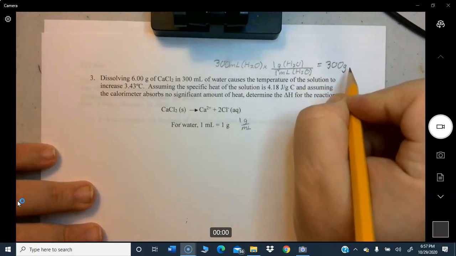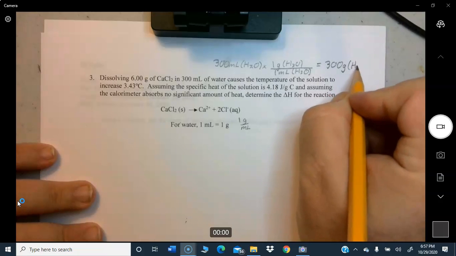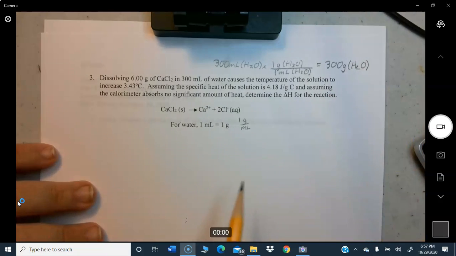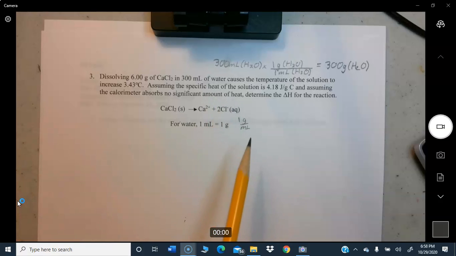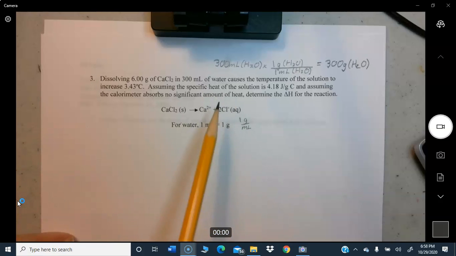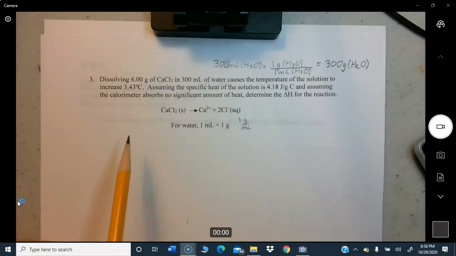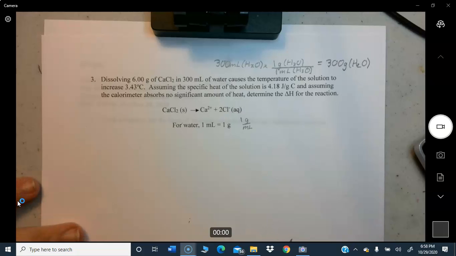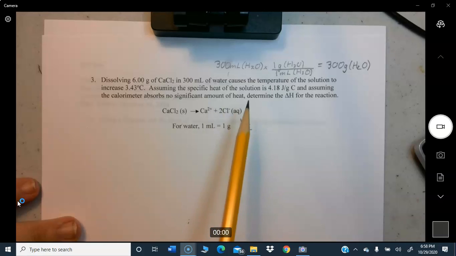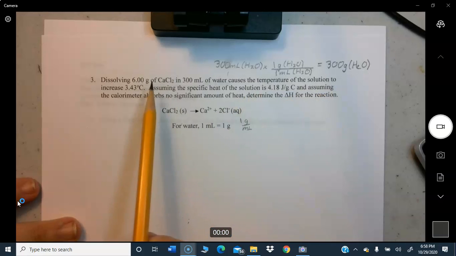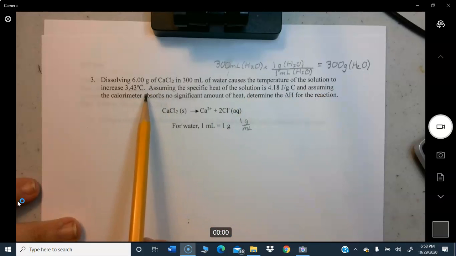If it were not water, then we would have to have some density. We saw a couple of problems earlier in an earlier assignment where they gave you a density in grams per milliliter. They would have to tell you what the density of that substance or that solution is. But for water, it's 1-to-1, so it's just a straight up conversion. All right. That causes the temperature of the solution to increase by 3.43 degrees centigrade.